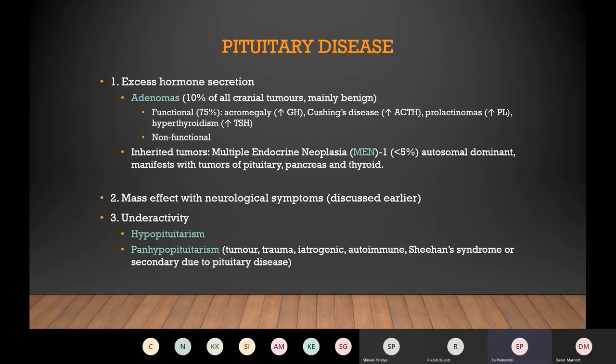Regarding underactivity that comes from pituitary disease, we can either have the lack of one of the hormones, and then we talk about hypopituitarism, or we can have the lack of all the hormones due to tumor, trauma. It can be iatrogenic after, for example, an operation, autoimmune, or it can happen due to pituitary disease. Here I have also included Sheehan syndrome, which will be important when you go and do obstetrics. Sheehan syndrome happens due to low blood supply to the pituitary gland, and it happens mainly after labor when there has been massive obstetric hemorrhage.